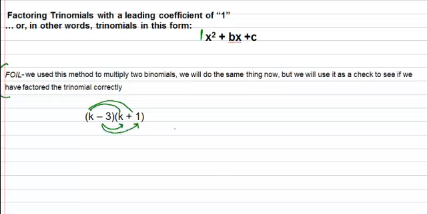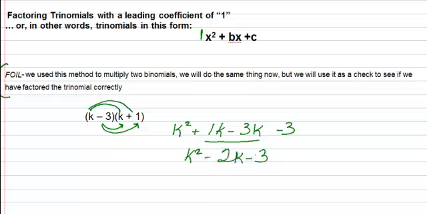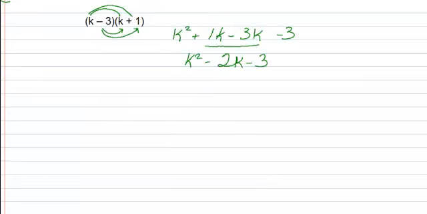So when we multiply these things together, we get k squared plus 1k. I'm going to go ahead and put the 1 there just for effect. Then negative 3k, and then negative 3, and then we combine like terms, and we get k squared minus 2k minus 3. So this is the multiplying process. Now, when we factor it, we are going back to the double parentheses. We're doing a division process.